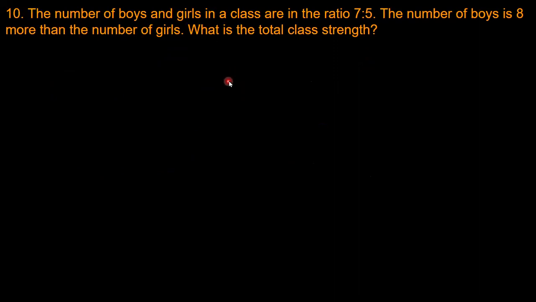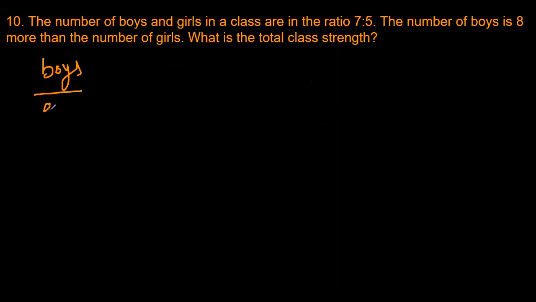The number of boys and girls in a class are 7:5. So can you say, boys is to girls, you're saying 7:5. That means if boys are 7x and girls are 5x, we can say it like that. So if boys are 7x, girls are 5x.